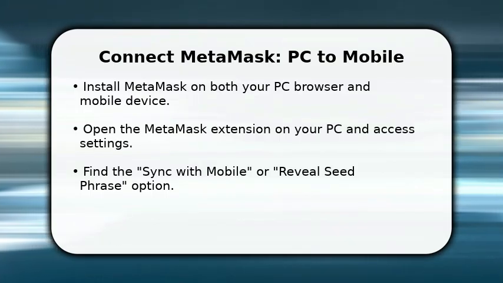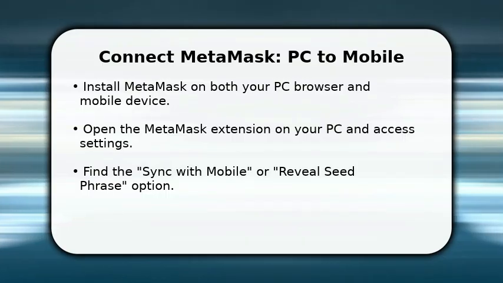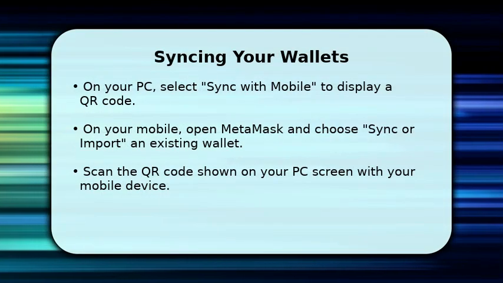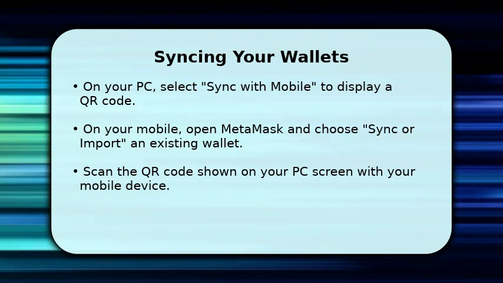Here, you will find options to either sync with your mobile or reveal your secret recovery phrase. To begin the syncing process, select the Sync with Mobile option on your PC's MetaMask extension. This action will generate a unique QR code on your screen. Now, pick up your mobile device and open the MetaMask app.